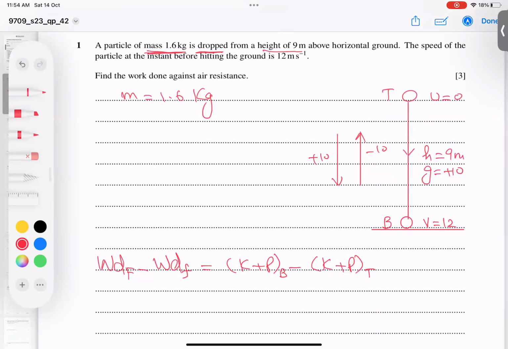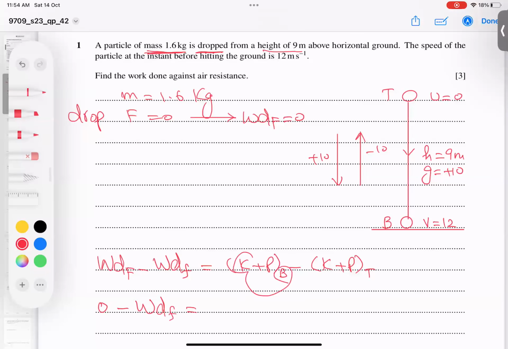Now I tell you, because the word drop is there, there is no applied force. If the applied force is not there, I can say that work done by applied force is zero. So I can write directly here zero. And work done by frictional force is my target.